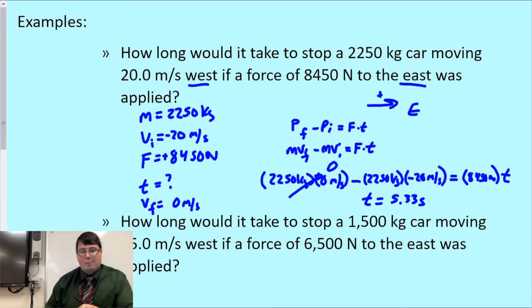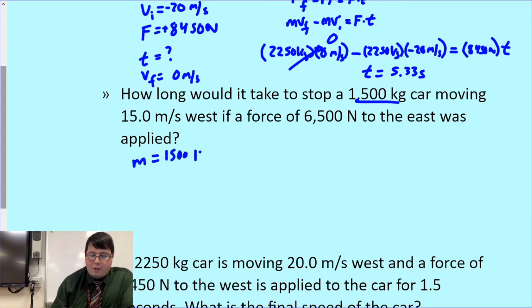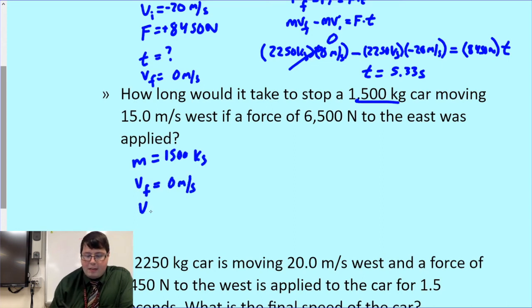Okay, let's try example problem number 2. Very similar here. How long would it take to stop a 1,500 kilogram car? So my mass I know is going to be 1,500 kilograms. It said stop. That tells me my V final is 0 meters per second. It's moving at 15 meters per second west. Let's once again say that that is negative 15 because we're going to make the east direction positive, and it has a force of 6,500 newtons to the east, which means it is positive.